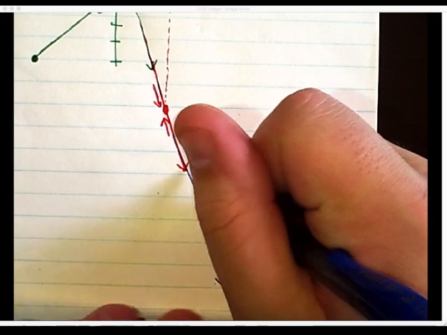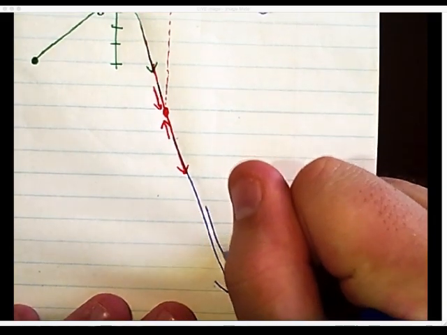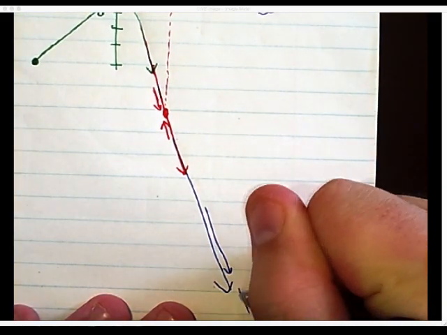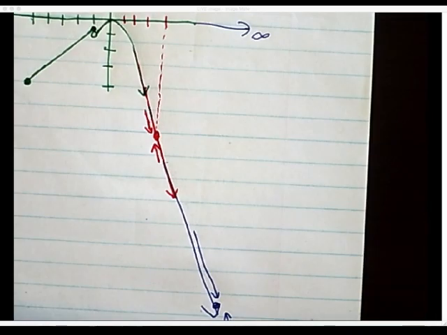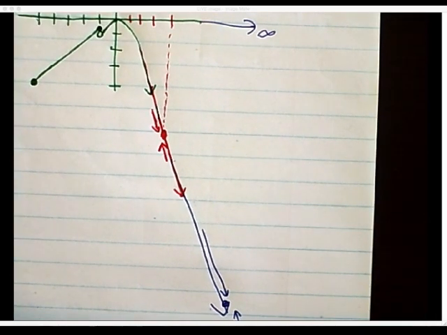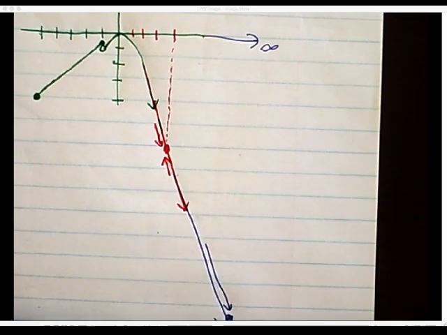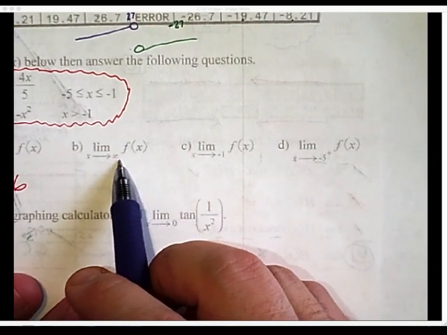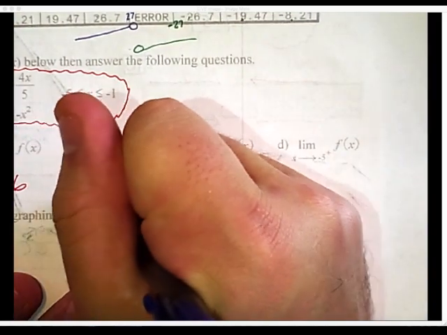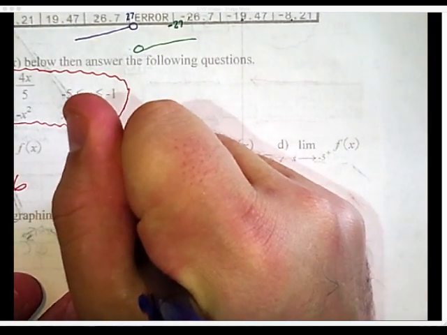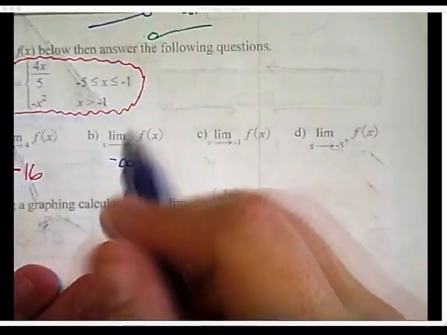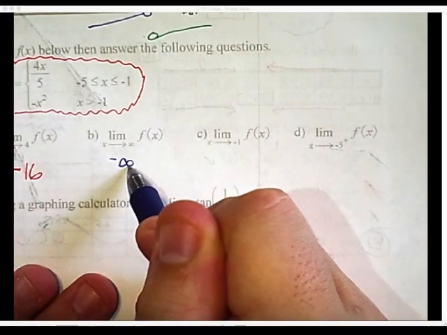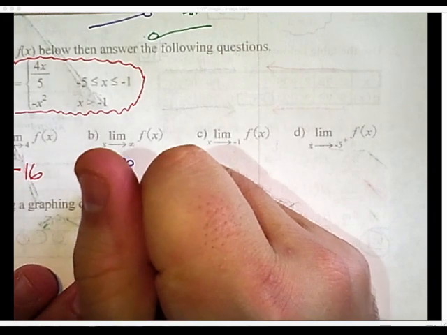So the further I go out, this is going to continue to approach whatever this number is. Well, it's going to go down forever. So what my real answer here is, the further I go to the right on my graph towards infinity, it's going to go down forever. So it's going to approach negative infinity. But infinity itself is not a number, so a limit has to be a number.